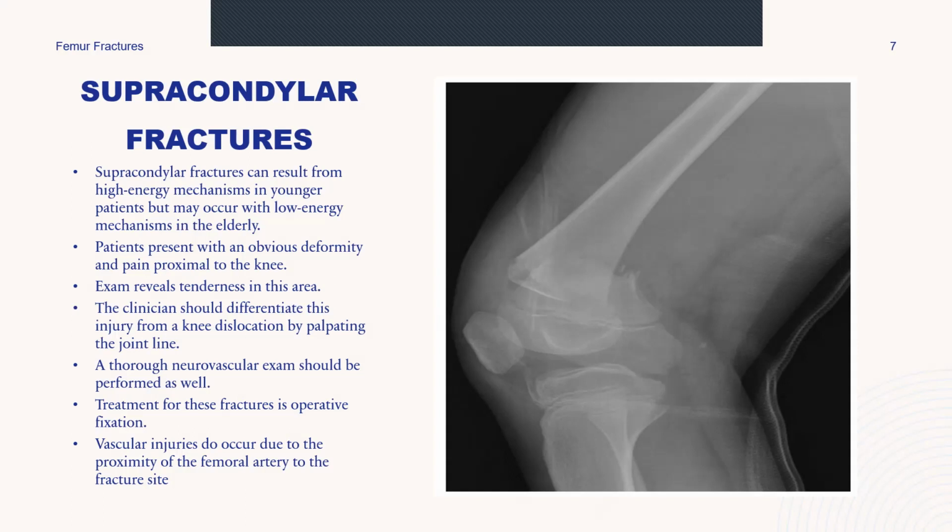The problem is that it can mimic a dislocation, a knee dislocation. So what you've got to do is just palpate around that area, and you'll normally notice that it's not a dislocation of the knee. You can actually feel the fracture. And there's normally quite a bit of bone crepitus as well. They're also quite prone to bleeding as well.